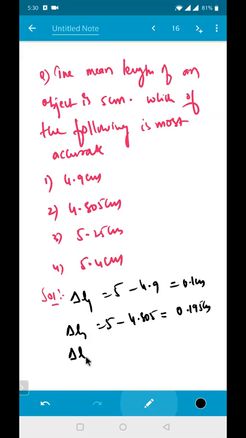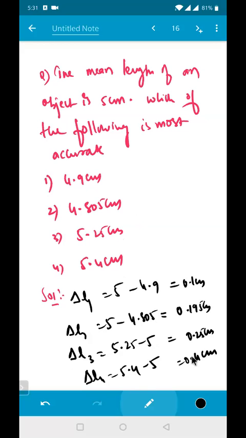If I'm checking with the errors right now, delta L3 is equal to, this one is nothing but how much for me? 5.25 is the larger number, so it is 5.25 minus 5. So this will become how much for me? 0.25 centimeters. The same way, if I'm checking the error with the last one, it is nothing but 5.4 minus 5. With the given options, I'm checking it so that I can reach the answer in the fastest way. 0.4.